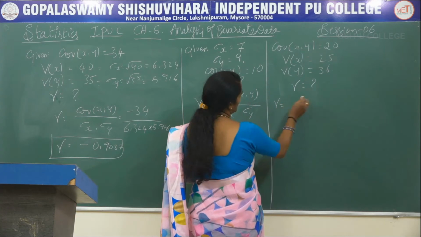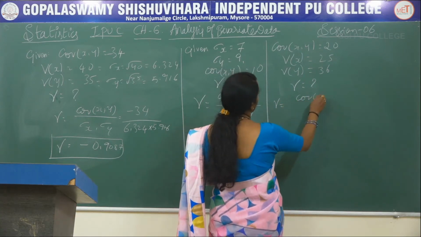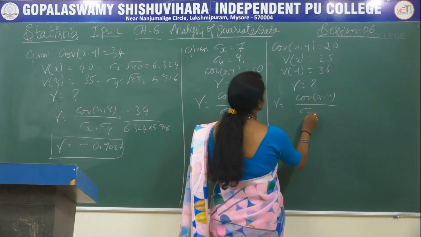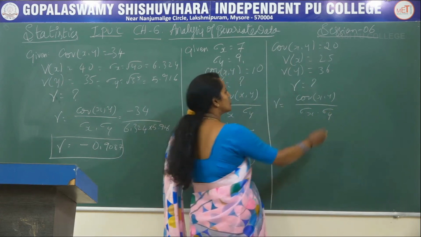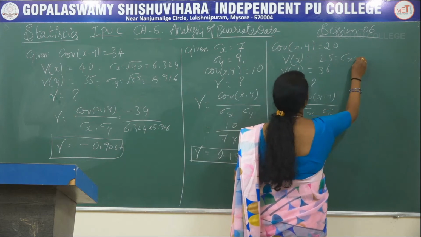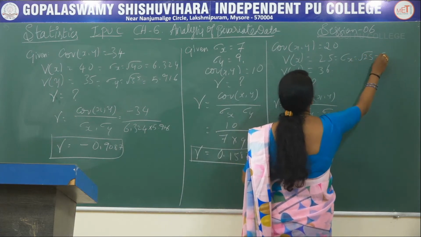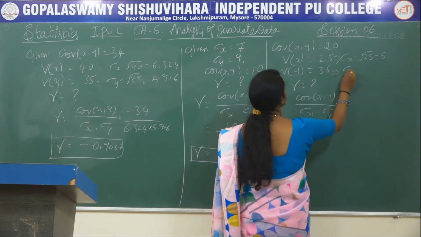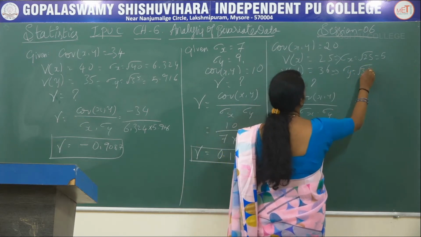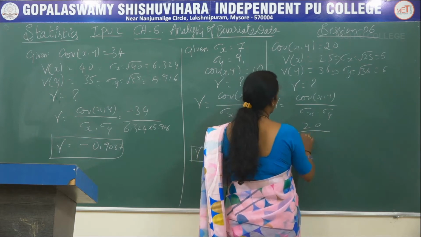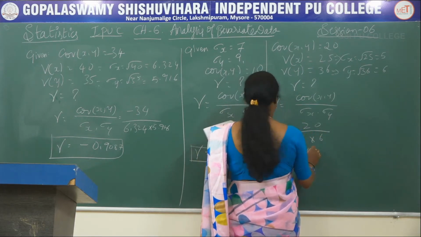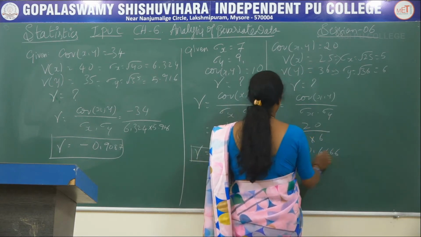So R is equal to covariance of x comma y by sigma x sigma y. Here they have given the variance. So to find sigma x, it is the square root of 25, which is 5. Similarly sigma y, the square root of 36, is 6. This is 20 divided by 5 into 6. This is 0.6666.